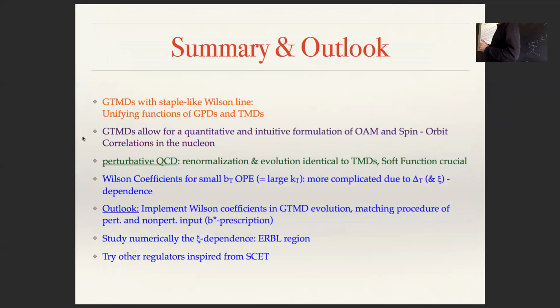Just to make sure, you did this calculation at finite psi? No, yeah, at psi equal to 0. All the results are shown at that value, yes.